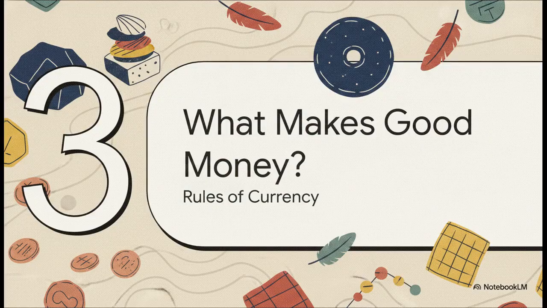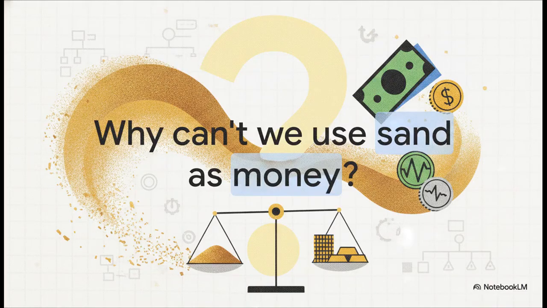All right. Section 3. What makes good money? The rules of currency. Throughout history, humans have actually tried using all sorts of weird and wonderful things as money. We're talking shells, salt, copper, even giant stone discs. But this brings up a really interesting question. Why do certain things become widely accepted as currency, while other things, like, say, sand, completely fail?